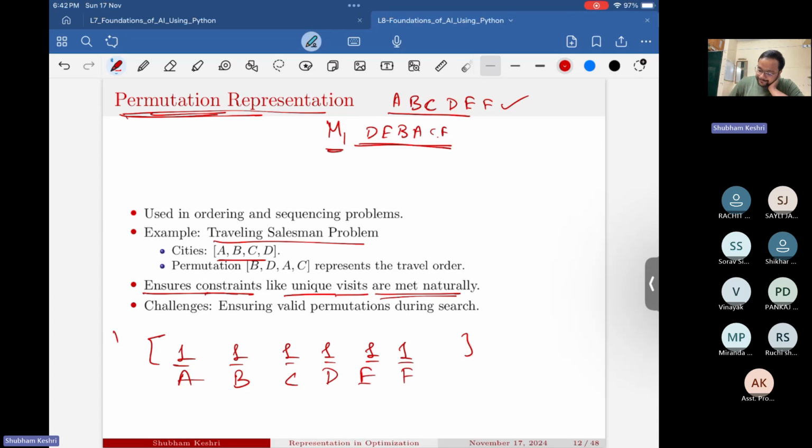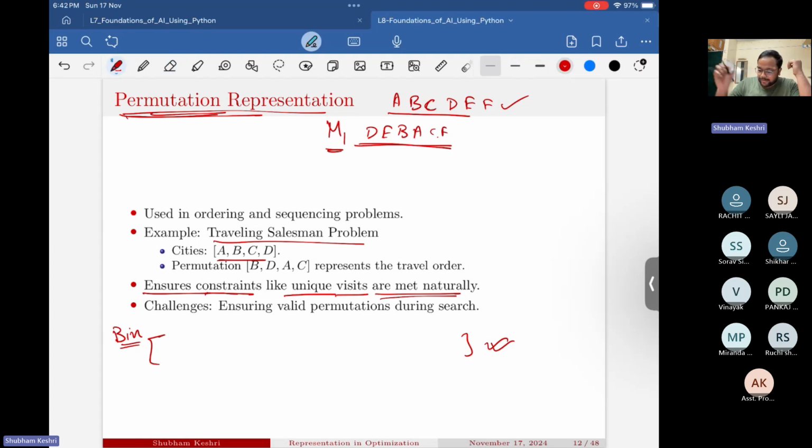So what I'm saying is, for a binary representation, suppose you have 6 cities A, B, C, D, E, F, and you have to visit each city. So you will have to put one in each of the cities. Now you don't have a sequence. You're just saying pick all the cities. What does this mean for the traveling salesman problem?